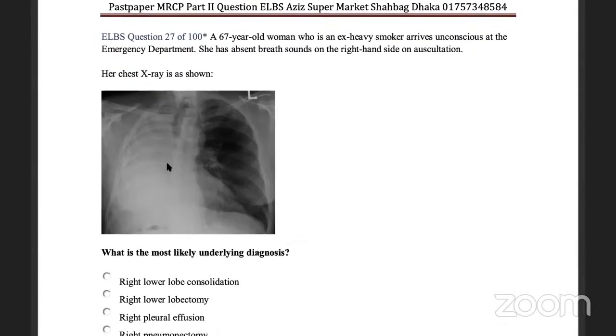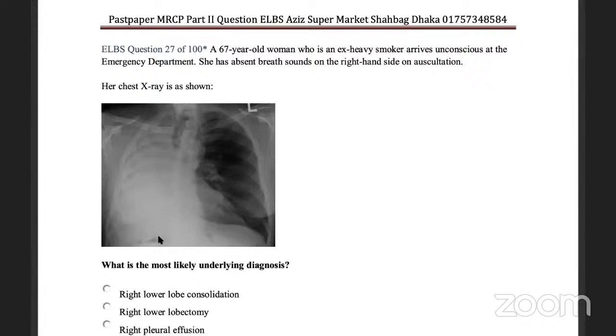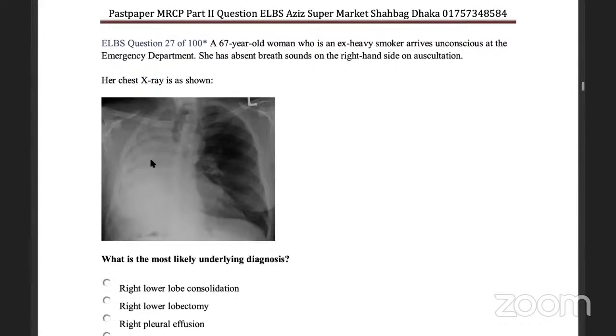So right lower lobe consolidation, lobectomy, effusion, and pneumonectomy, right upper lobectomy. Right lower lobe consolidation, lobectomy, effusion might be, but pneumonectomy. So pneumonectomy. Ex-smoker, eh? But ribs are present, like no air. Pneumonectomy only. Yeah. No air here.